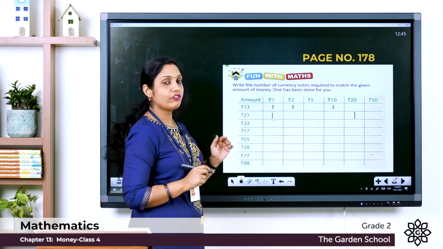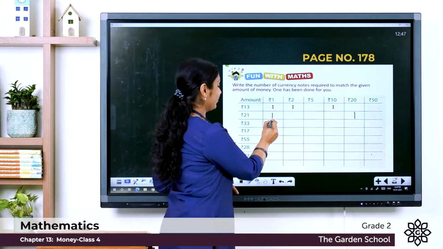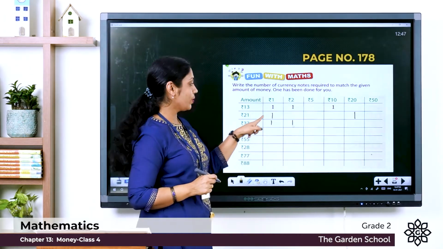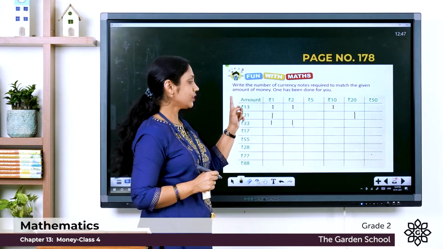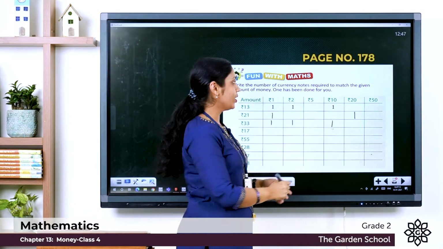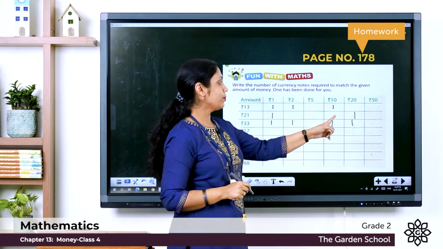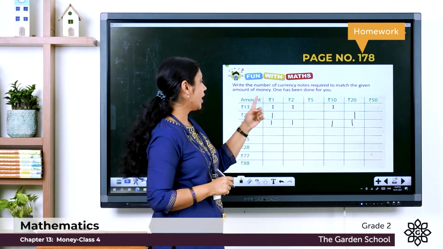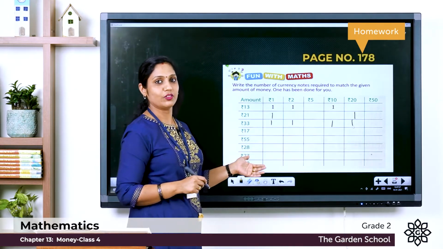The next one we have 33 rupees. So let's see how it forms. We'll take 1 rupee coin, 1 2 rupee coin. So it is 2 plus 1, 3. Now we have to get 33. So next we'll take 30. So 1 10 rupee note and 1 20 rupee note. So let's calculate it. 10 plus 20 becomes 30. 30 plus 2, 32, and 32 plus 1 is 33. Likewise, you can complete the rest of this.